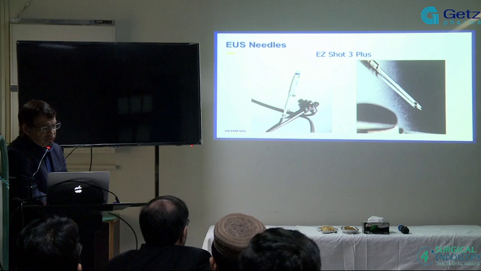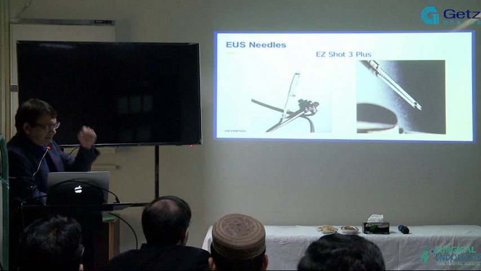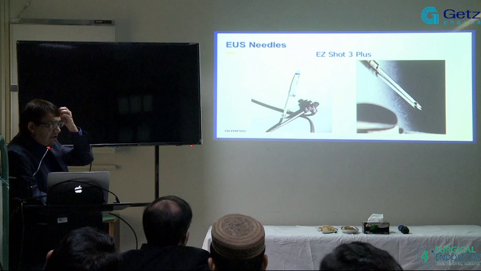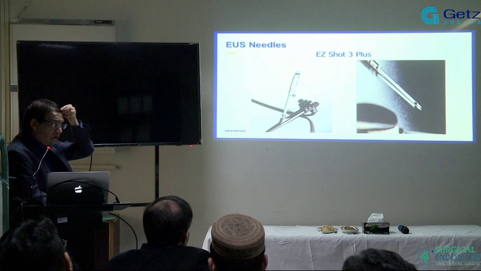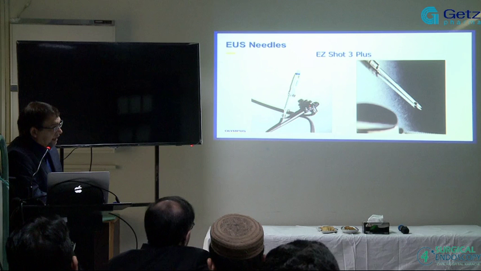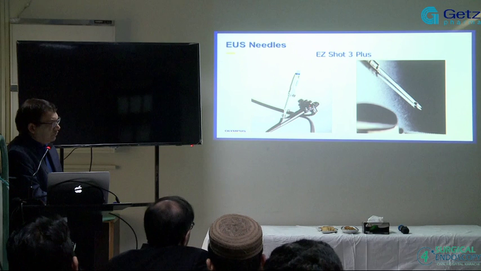This is another needle. I don't know if you have access to this yet or no. This is an Olympus needle. You remember the older version, and now this has an indication as a core needle as well. So it's an FNA and FNB needle at the same time. Yeah, so pretty much you can use it for both purposes.